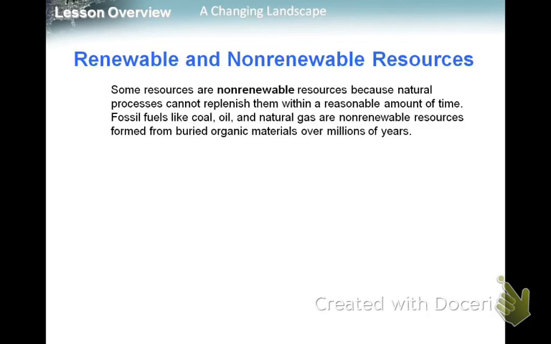Some resources are non-renewable because natural processes can't replenish them, can't replace them within a reasonable amount of time. The main non-renewable resources we're concerned with are the fossil fuels: coal, oil, natural gas, non-renewable; minerals, non-renewable; uranium for nuclear power, non-renewable. Fossil fuels specifically were formed from buried organic materials over millions of years.